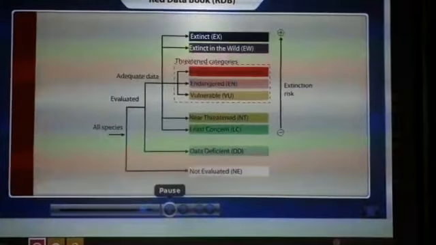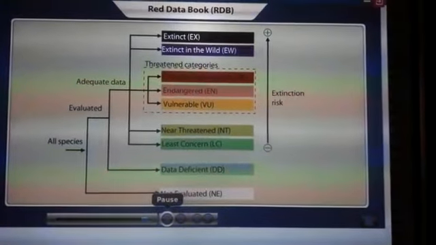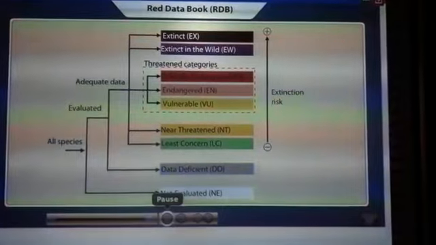Here are the different categories listed in the Red Data Book. Let's see some of these categories in detail.